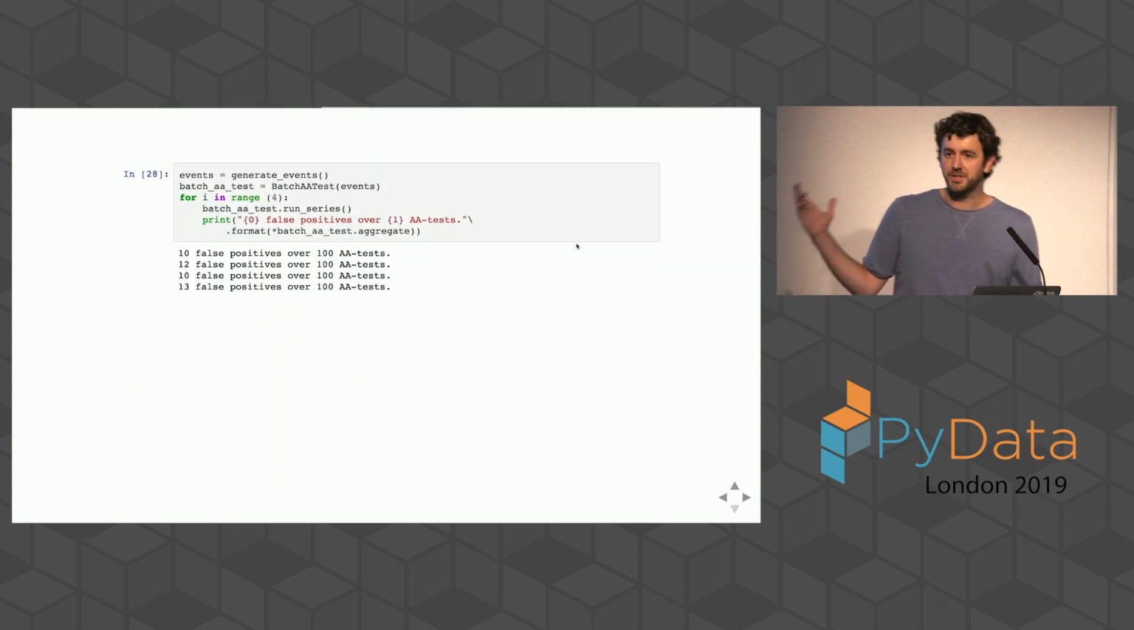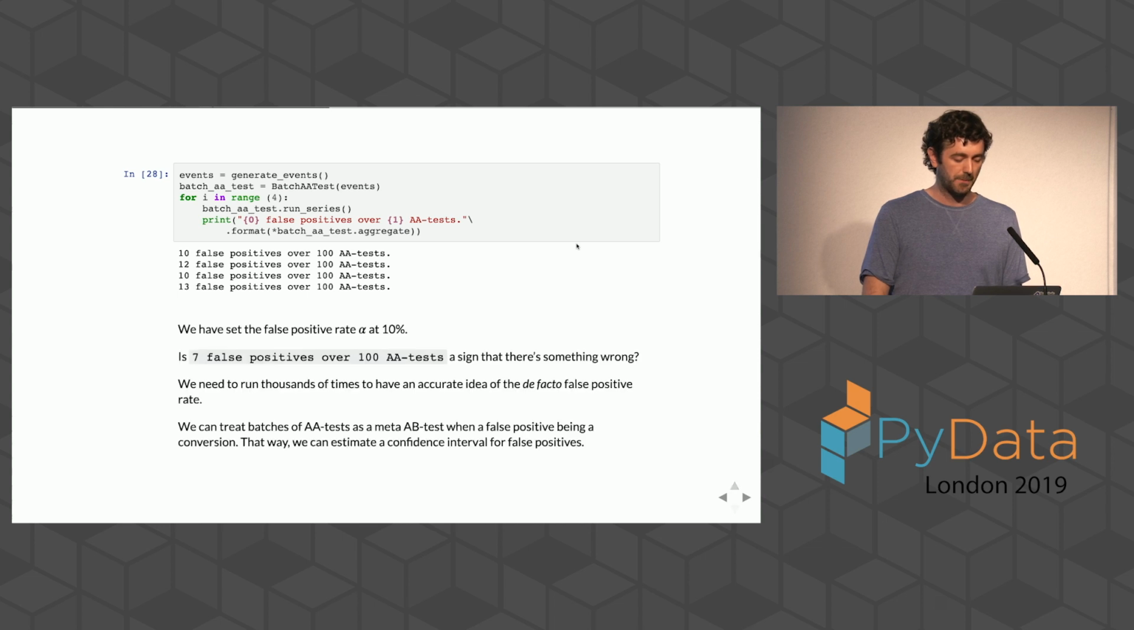Okay, so you end up with something like this. We run this 4 times. The first time in 100 tests you had 10 false positives, and so on for the others. And we can already see that it's not deterministic, okay? You can have different results if you run this several times.